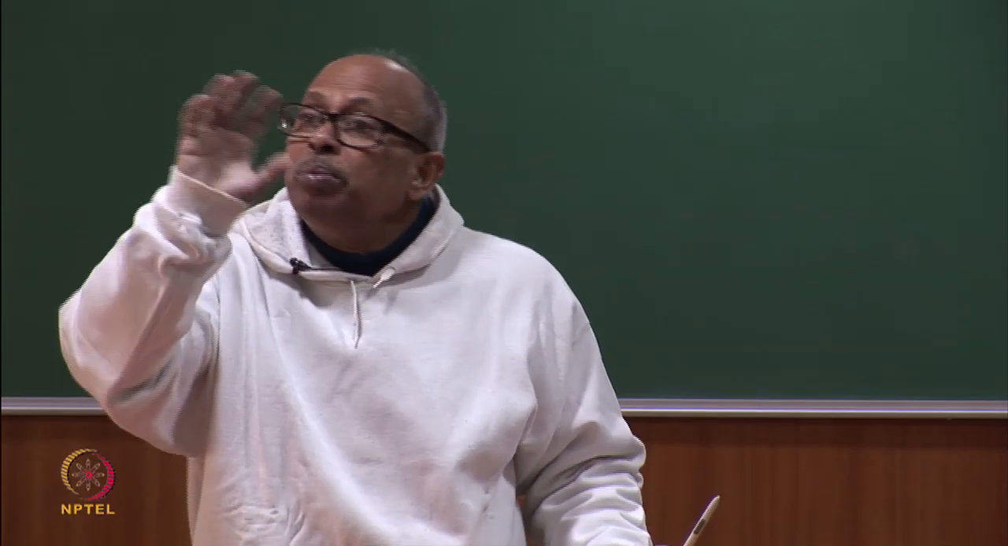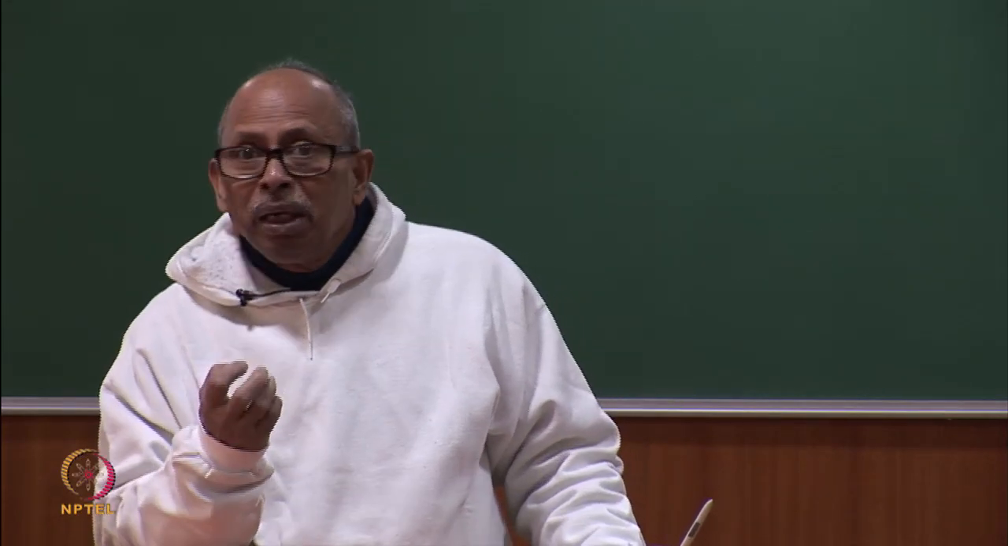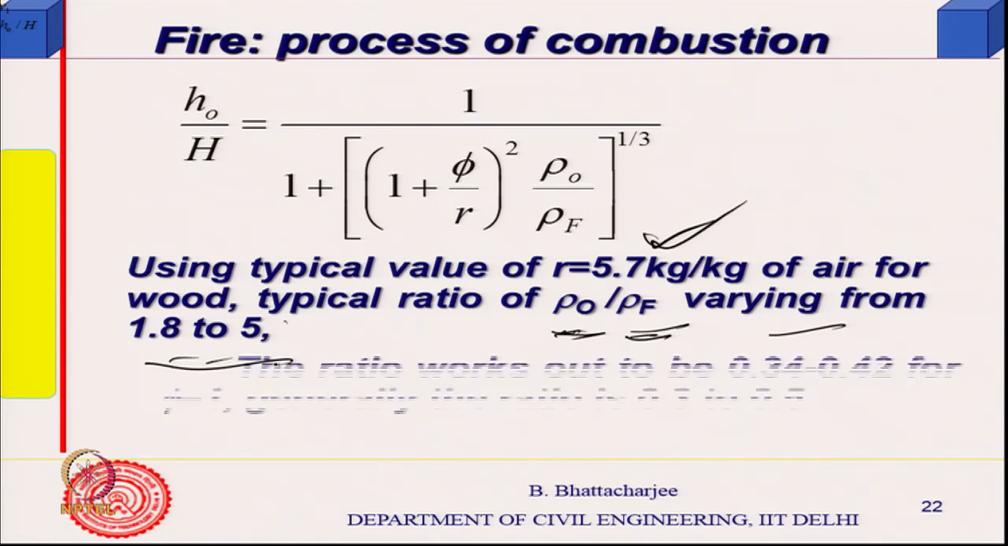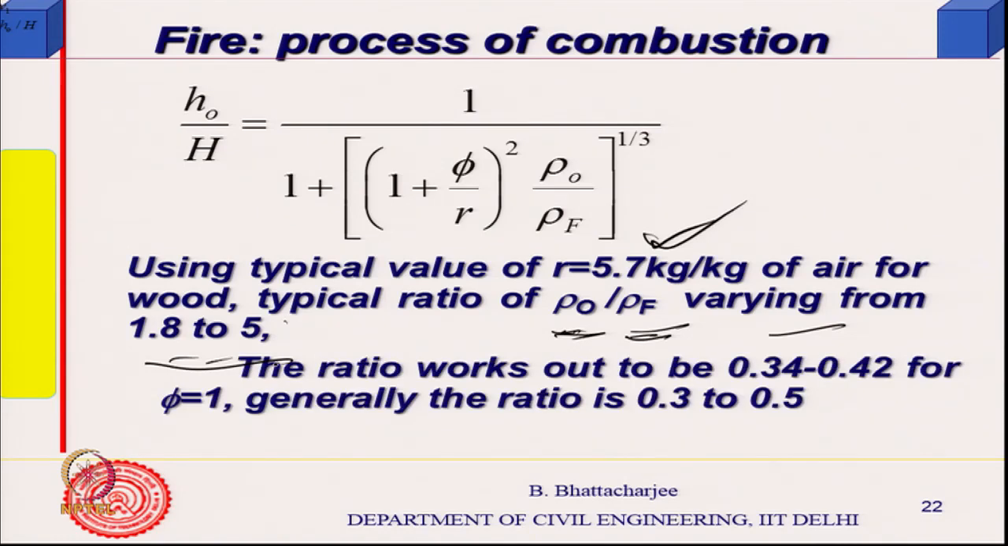The value for typical smoke and gases is known to us, and this ratio varies from 1.8 to 5, so there is a large variation, as you can see. And so, for phi equal to 1, generally this whole ratio turns out to be 0.3 to 0.5.